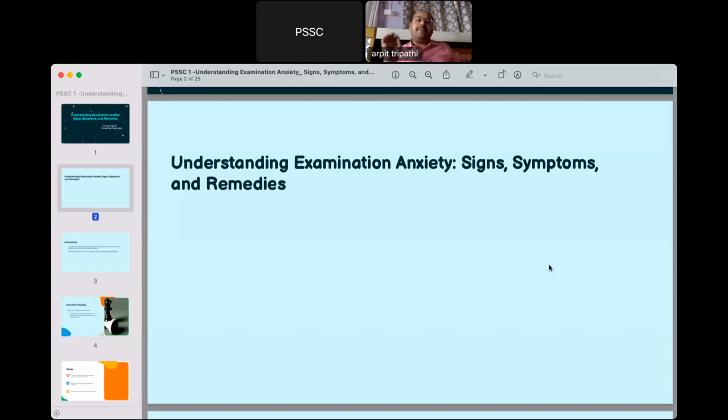Examination anxiety, I believe the majority of us know. But when it comes to how to manage examination anxiety, what the remedies are, and what the exact symptoms of dealing with examination anxiety are, there comes the importance of talking about this. So we will be discussing this in detail, and I will brief you on what it means, how it is going to be helpful, what the ways to manage it are, what the signs and symptoms are, and what the remedies are to deal with examination anxiety.